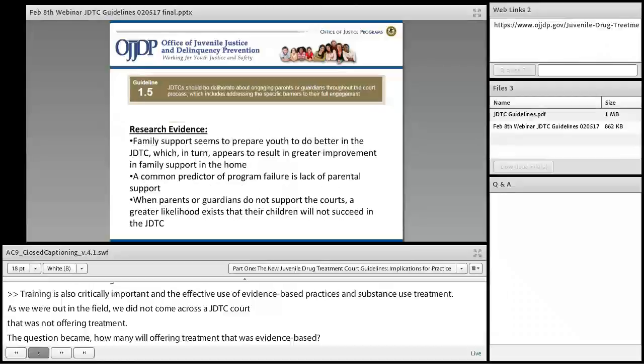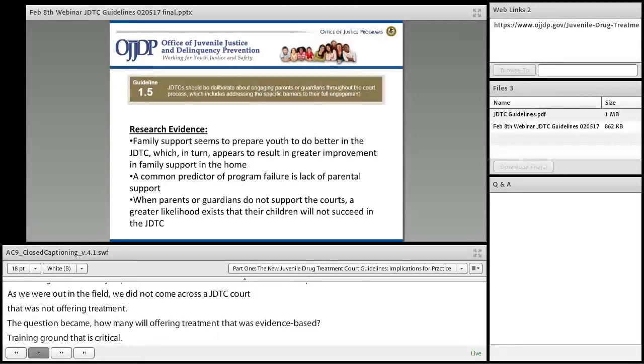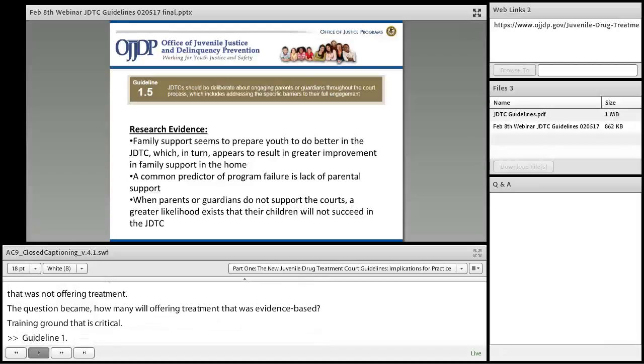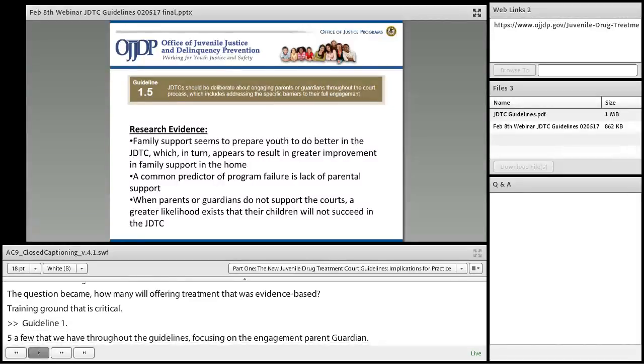Okay, so Guideline 1.5 is the first of a few that we have throughout the guidelines that really focus on engaging parents and guardians. So JDTCs should be deliberate about engaging parents or guardians throughout the court process, which includes addressing the specific barriers to their full engagement.